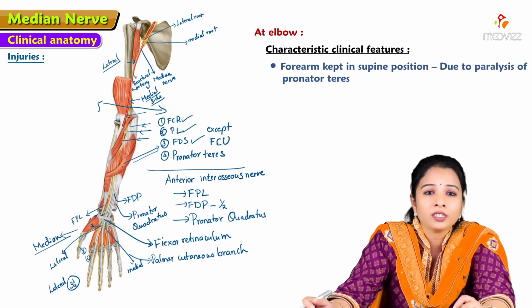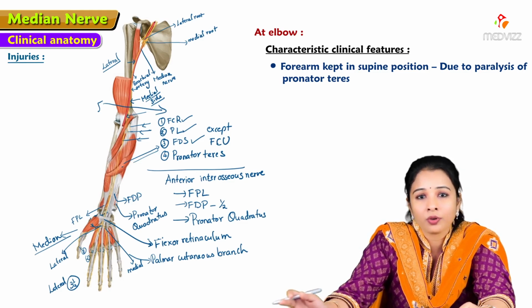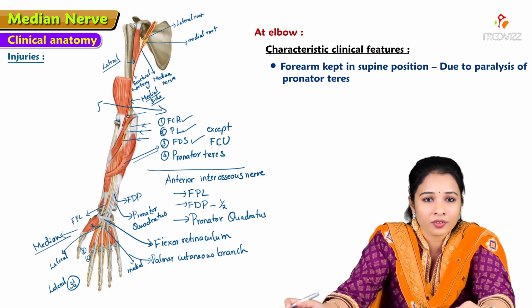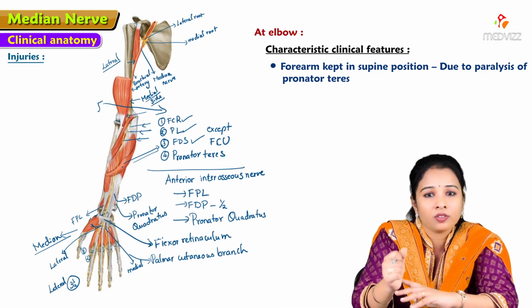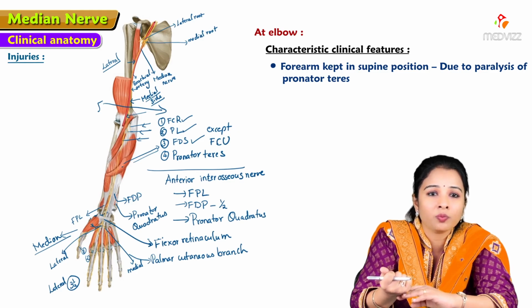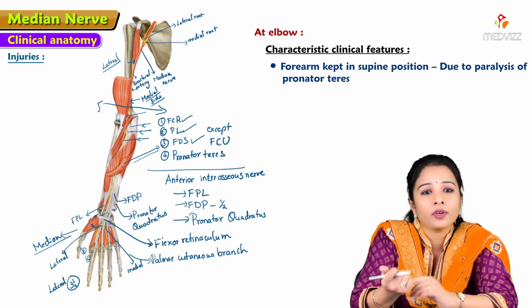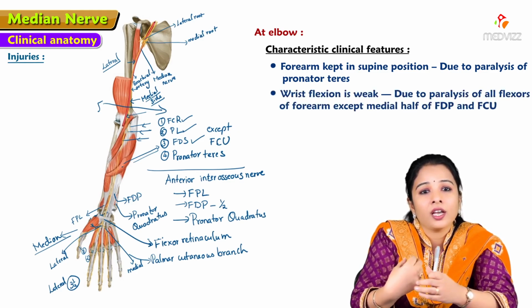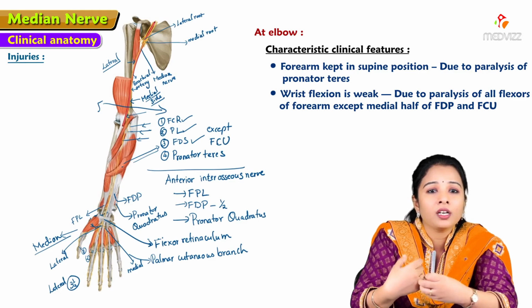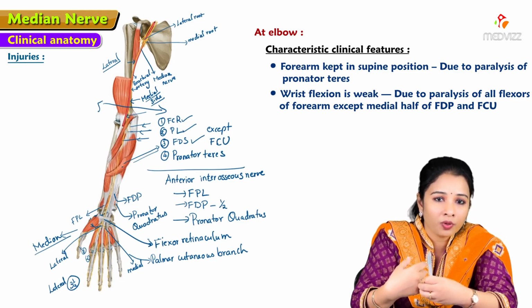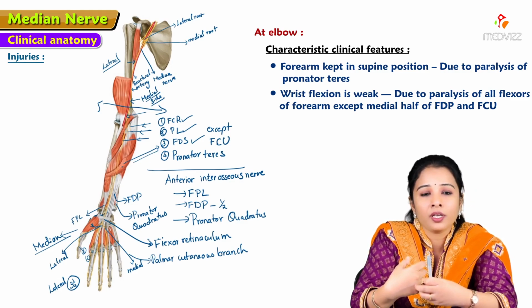That is, the forearm is kept in supine position because of loss of pronation. Pronator teres is affected here. So the hand will be supine, due to the paralysis of pronator teres. And the wrist will be flexed and weak due to the paralysis of flexors of the forearm, except the medial half of the flexor digitorum profundus and flexor carpi ulnaris.